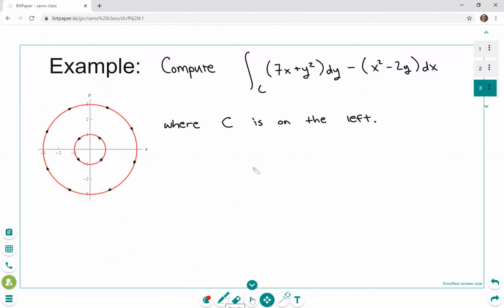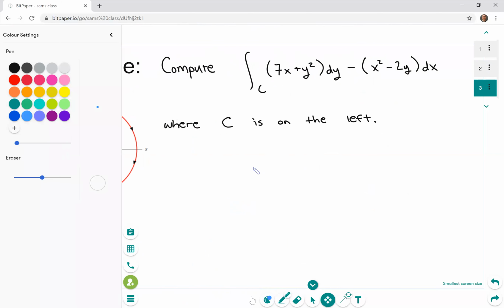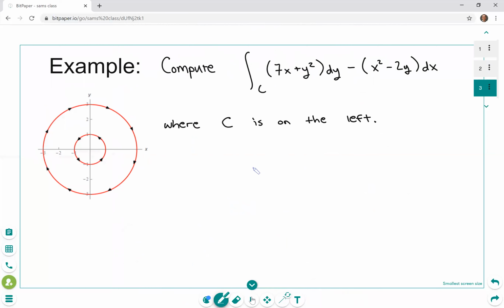Okay, same thing here. If we were to try and do this line integral without Green's theorem, we'd have to parameterize 2 circles here, which sure isn't that bad. You just use sine and cosine. But you'd have to do 2 integrals. You have to split it up, right? So yeah, this is our curve C on the left here.